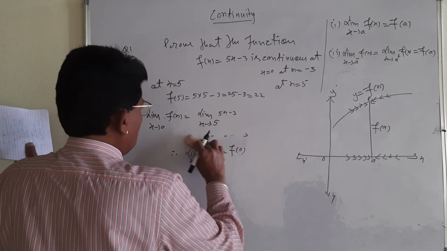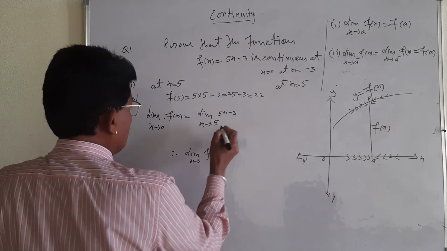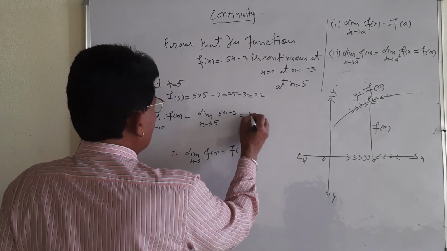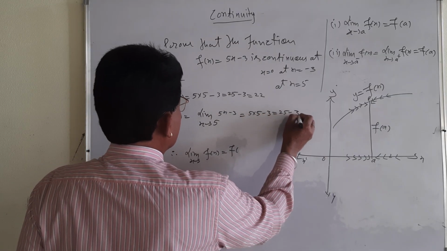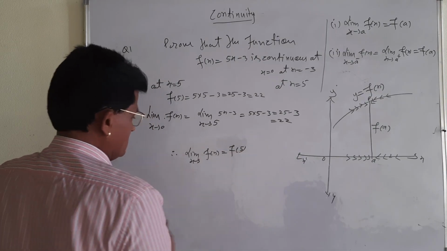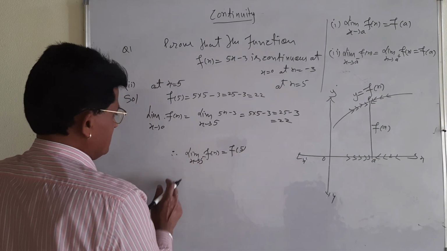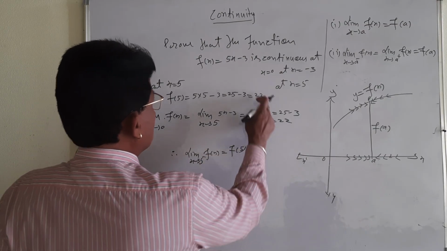Okay, in place of x you write 5. Take the limit: 5 into 5 minus 3. It will be 25 minus 3, that is 22. Okay, that is why, what does it mean? Limit x tends to 5 of f(x) is equal to f(5), both are same, 22.